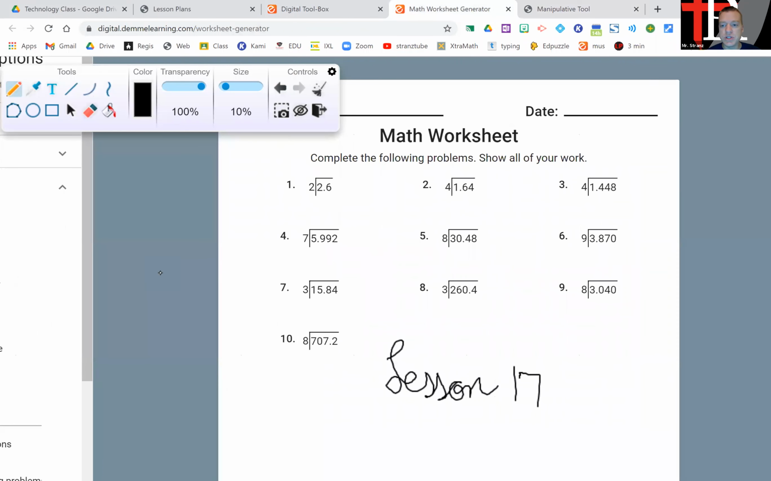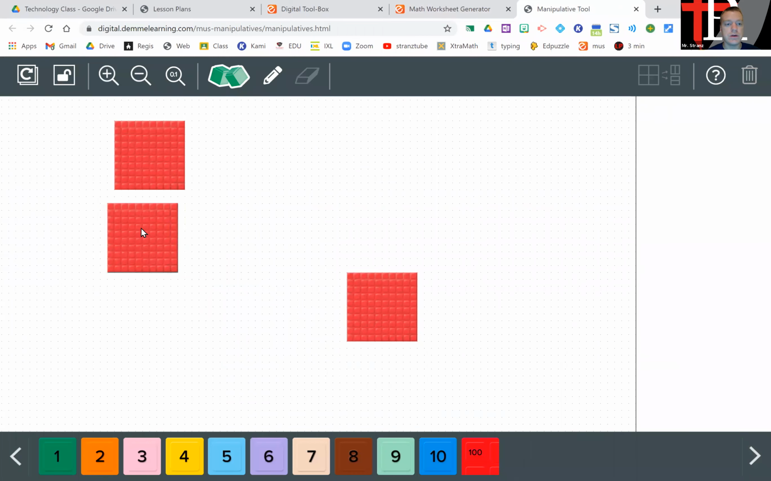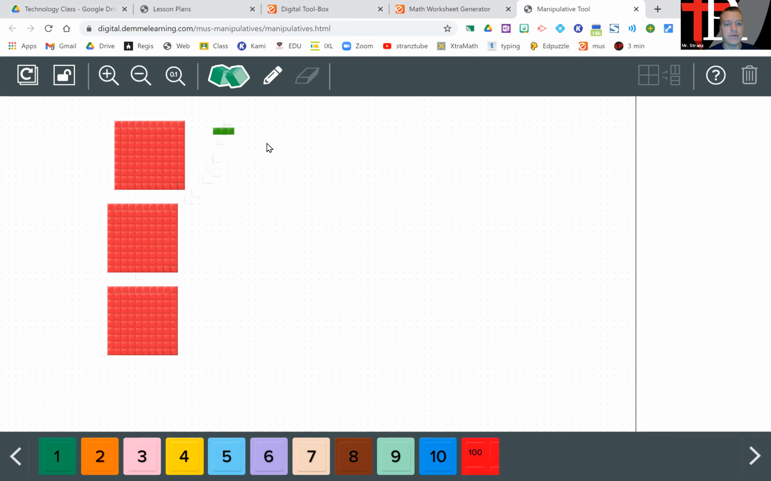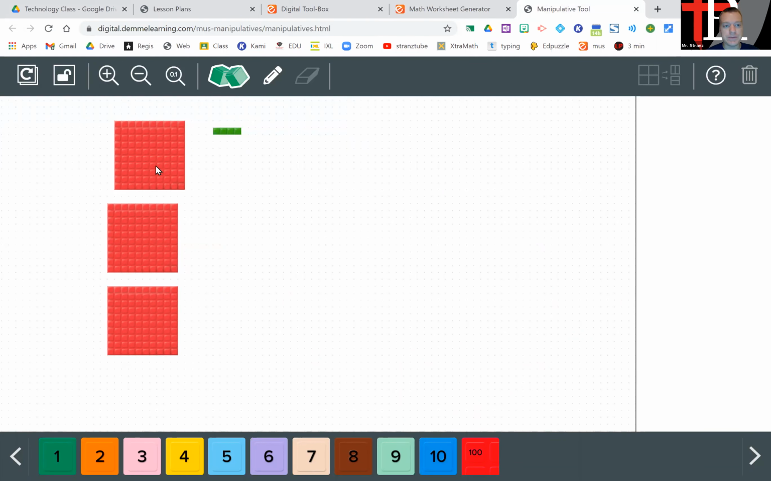All right, let's do one more. So if we look at a problem, we will do number 9. So we'll do this one right here. We got 3.04, okay, divided by 8. Let's go back to this. So I got 3, 1, 2, 3, 1, 2, 3, and then I got 4 single cubes. Okay, so 2, 3, 4. And I am dividing that by 8.